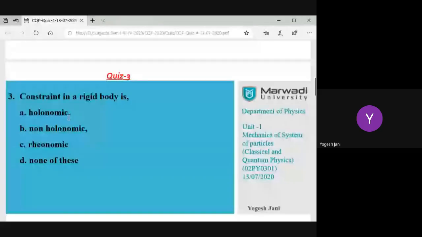Now, the constraint on a rigid body is holonomic, or none of these. We have already proved that the constraint on a rigid body is holonomic. But look, the distance between two particles will remain the same. It will not change with time. So we can describe it by some specific equation. That is also possible. So this can be understood very easily. Now, remember, this can be asked many times in examination.